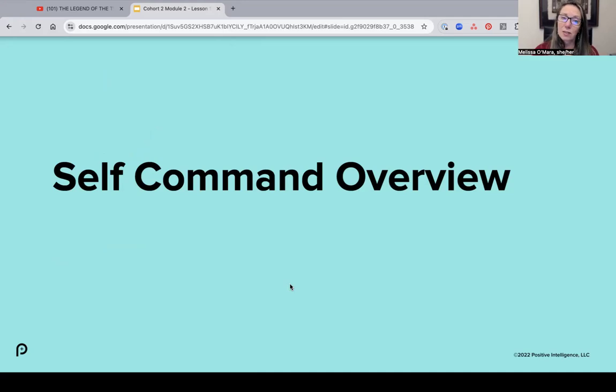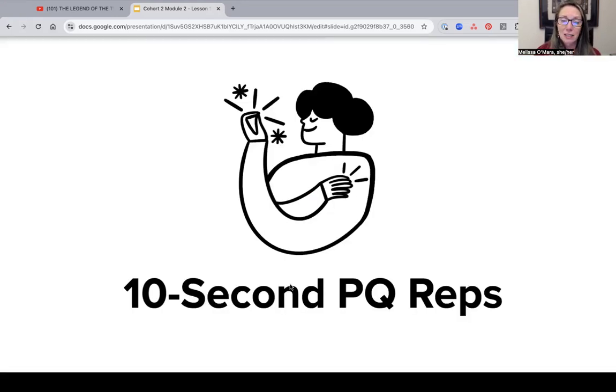Self-command is the second muscle that we would use at this point in time when we've identified a saboteur. And it can take as little as 10 seconds. I'm going to take you through a very simple thing called a PQ rep, positive intelligence quotient rep. And you can place your thumb on your forefinger and just rub it back and forth with enough tension that you can feel the texture or the ridges on both your finger and your thumb. You might also be noticing temperature and tension.